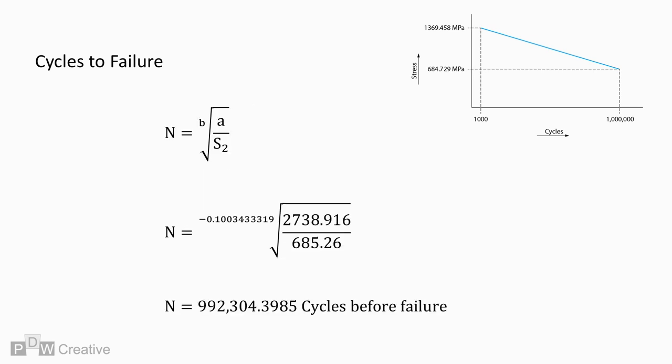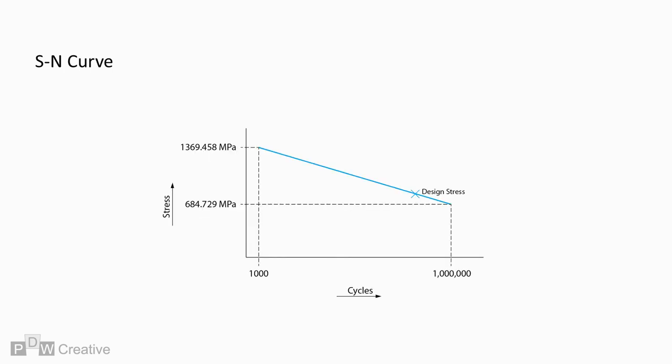Our design stress was 685.26 megapascals at working length S2. Plugging in the stress, the number of cycles to failure is 992,304 cycles. Applying the design stress to the SN curve, we can see stress is in the finite zone, meaning the design will not last a million cycles and therefore will eventually fail.